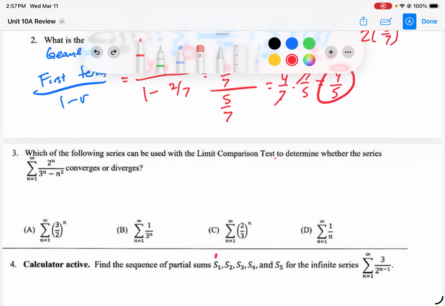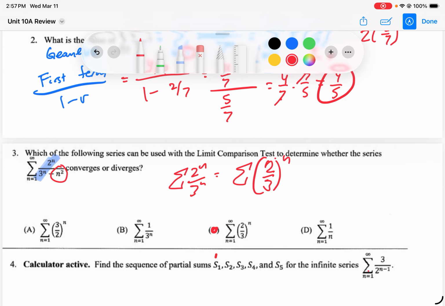So looking at this one, when I'm trying to pick out a limit or a series to compare with the limit comparison test, I'm going to look at the big terms. And looking at the big terms, I can see that that's pretty much going to be just 2 to the power n over 3 to the n. The little stuff doesn't matter. So look at the most powerful terms. Then that can be rewritten as a geometric series (2 over 3) to the n. So that one would be C.